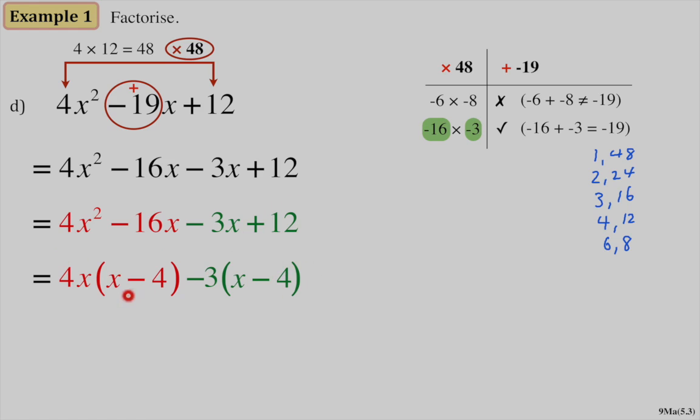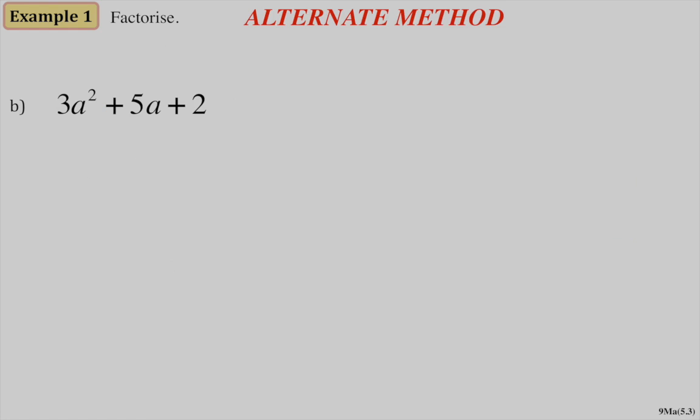Looking at this question now, I have two terms with a common bracket. Let's write down the common bracket. And the leftover parts are 4x, take 3. And we've factorised our harder non-monic quadratic trinomial.